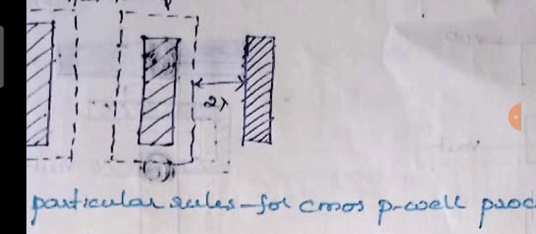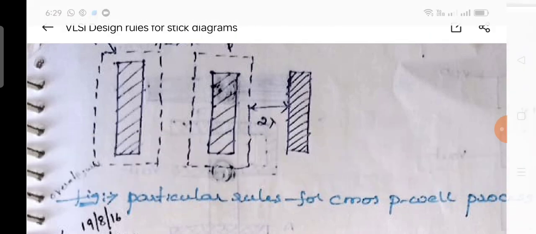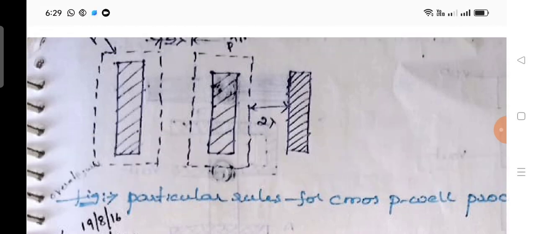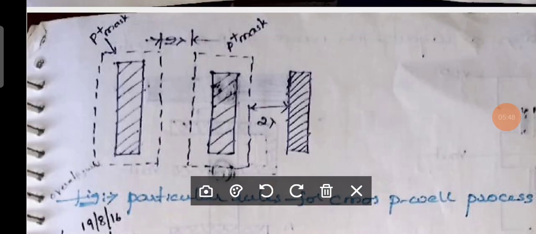Yeah, this figure you can observe with this figure. Yeah, this figure you can observe. Here you can observe very clearly. This is one more figure you have to talk about.